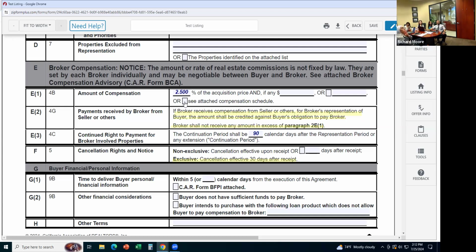Or see attached compensation schedule. Maybe there's a compensation schedule that says something like, if the buyer buys the house within the first week, then they only pay me 1%. If it's more than 1 week, then they're going to pay me 2.5%, right? So you can do something like that, yeah. And it'll motivate them to say, hey, let's find something right now, right?